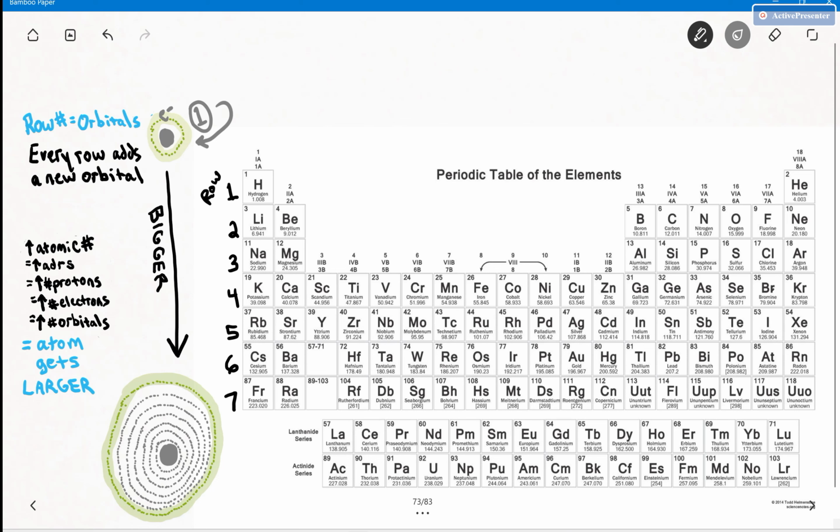Because remember, the street address, the atomic number, here's 1, 2, 3, 4. The atomic number is the street address, but it also tells us how many protons are in the nucleus and how many electrons are orbiting around. So as you can see up here, in the lower right-hand corner, we have atomic numbers such as 115, 116, 117. So that means there are 115 protons in the nucleus, which means there are going to be 115 electrons orbiting outside the nucleus. So that's a lot of electrons.